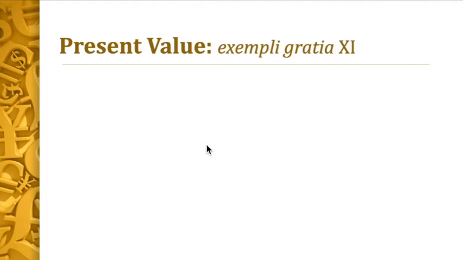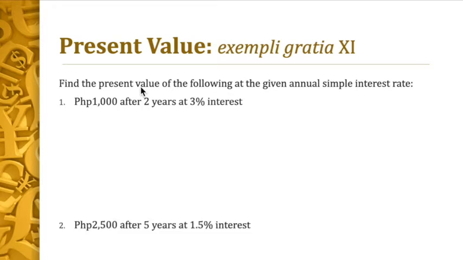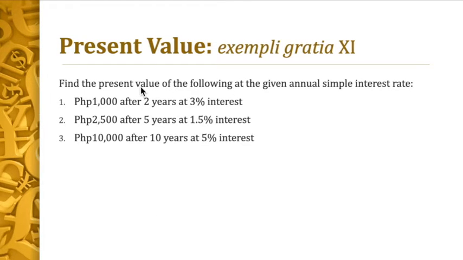Okay, let's have more examples. Now, find the present value of the following at the given annual simple interest rate. So we're going to find the P of these values, 1, 2, and 3. Okay, so you can pause the video if you want to answer it yourself.